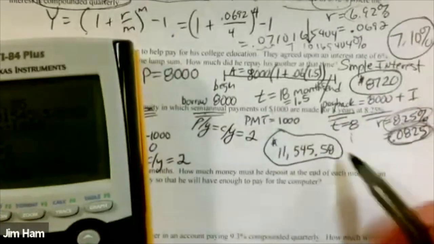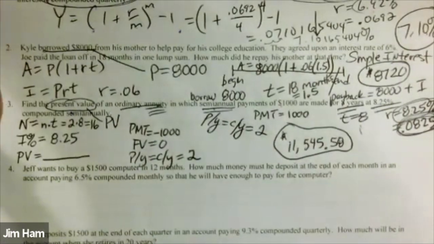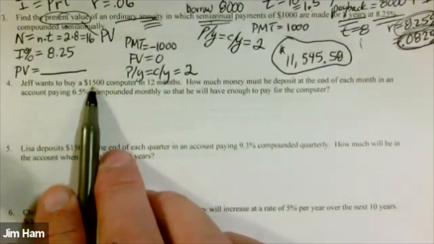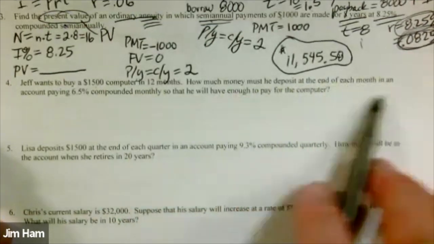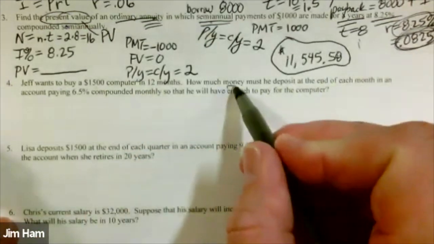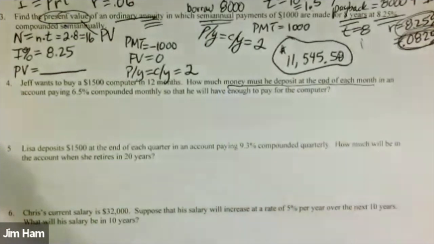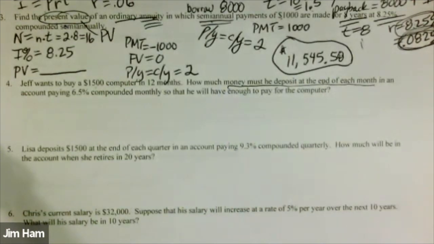11,545.58. So when you report your answer, report it rounded to the nearest penny. Okay, continuing along. Jeff wants to buy a $1,500 computer in 12 months. How much money must he deposit at the end of each month? Okay, so they're suggesting that there's a regular deposit or a regular payment investment at the end of each month. This too is an annuity.